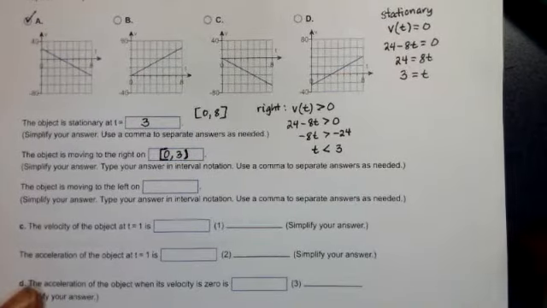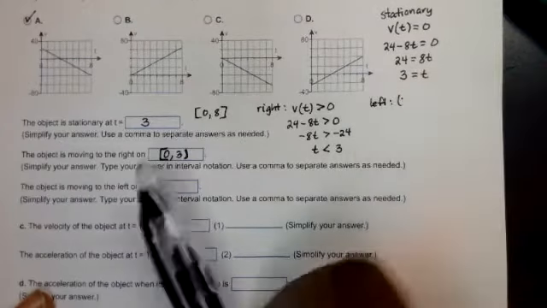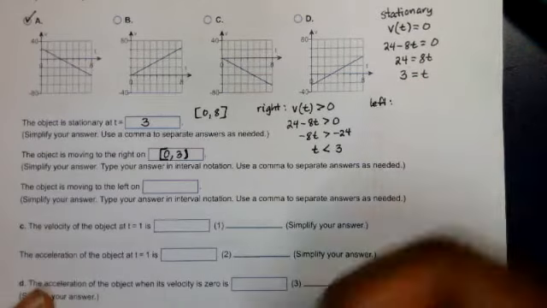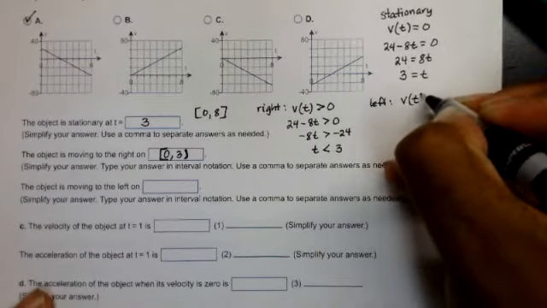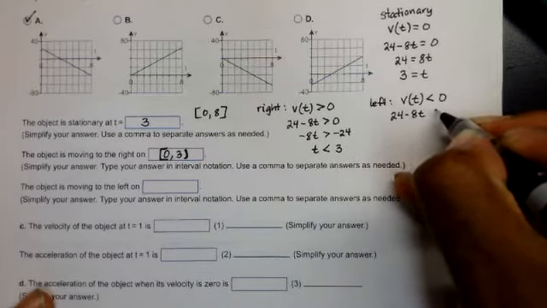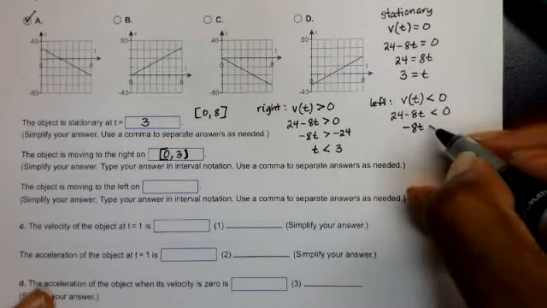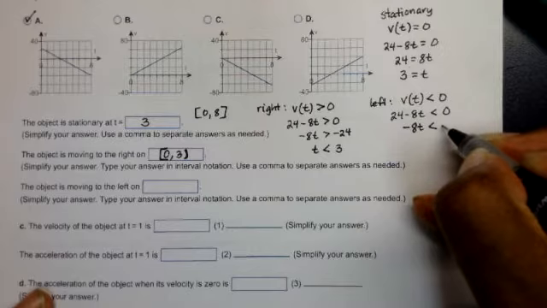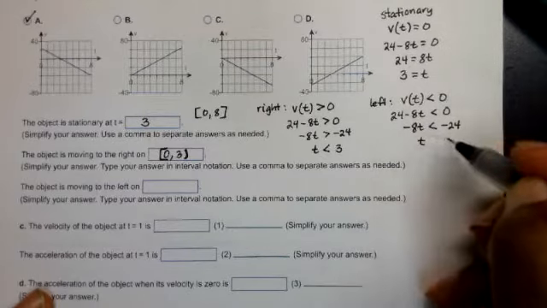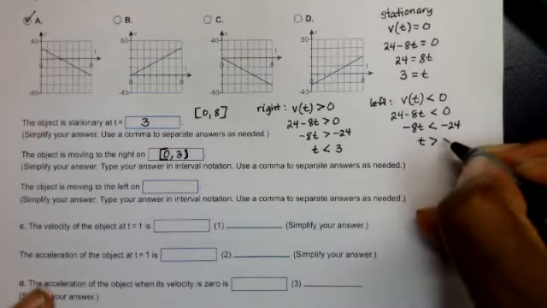Now the object moving to the left means that your velocity has to be less than 0. That means v of t will be less than 0. And v of t is still 24 minus 8t is less than 0. If I move the 24 over to the right side, it'll be negative 8t is less than negative 24. But of course, when you divide both sides by negative in an inequality, this changes from less than to greater than, in this case, 3.